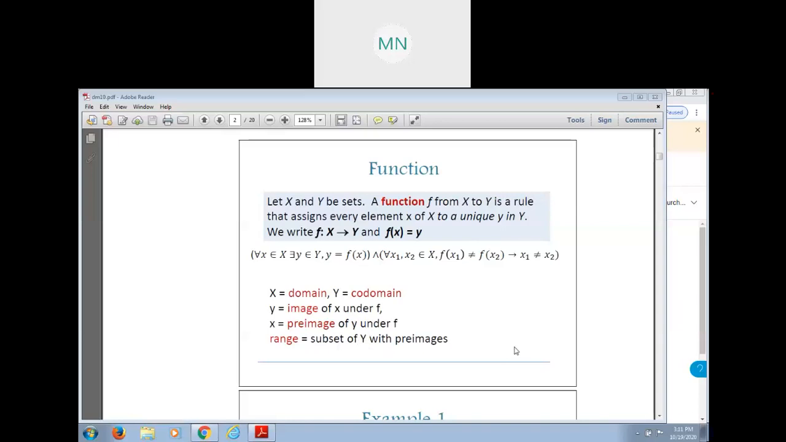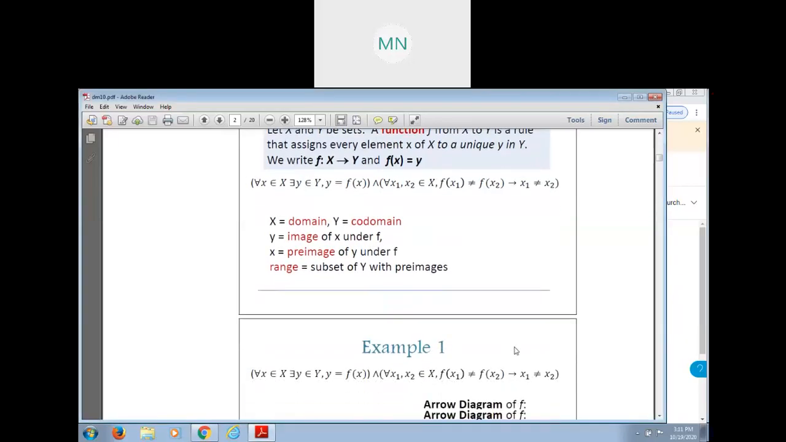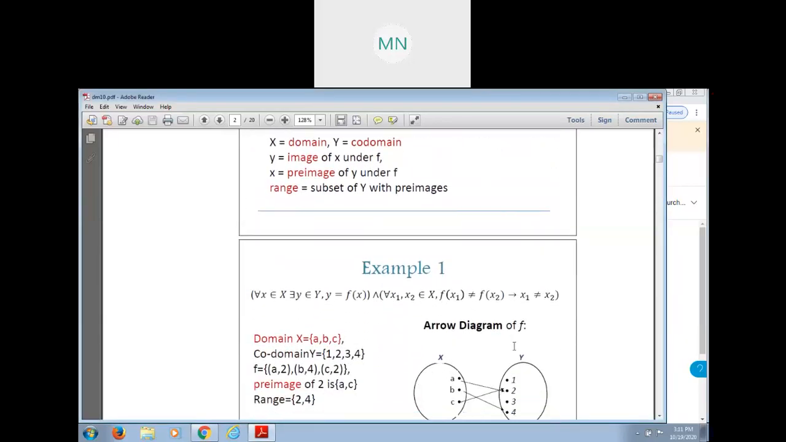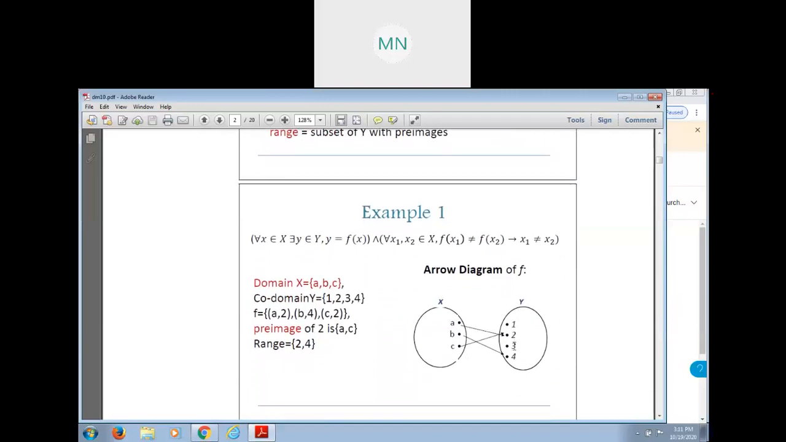Then take an example, then it will be clear. See the figure. Here X has A, B, C, and Y has 1, 2, 3, 4. All elements of X are associated with Y. A is related with 2, and B is related with 4, and C is related with 2.